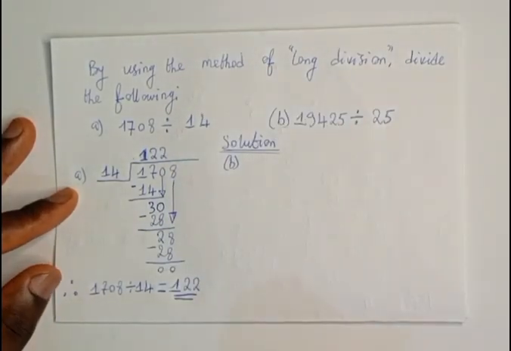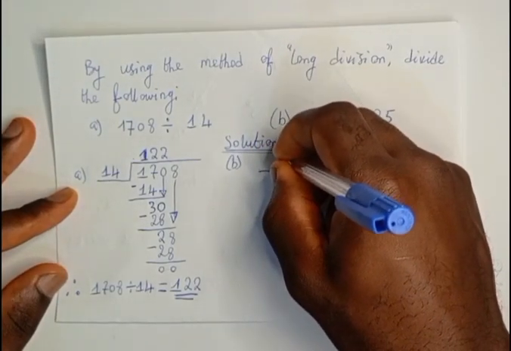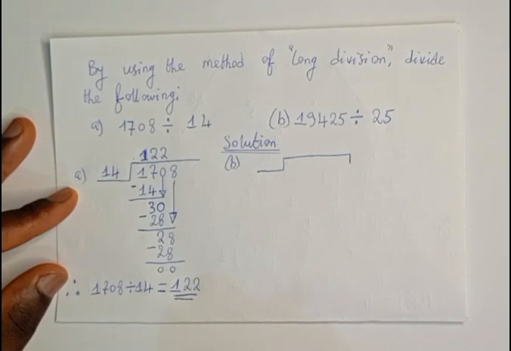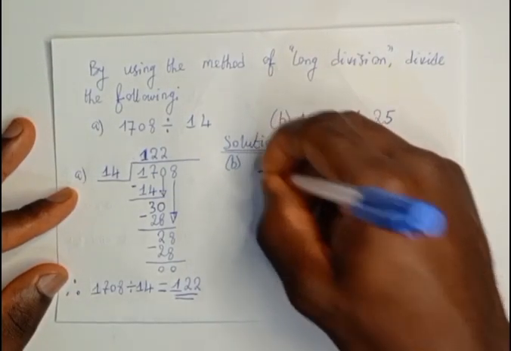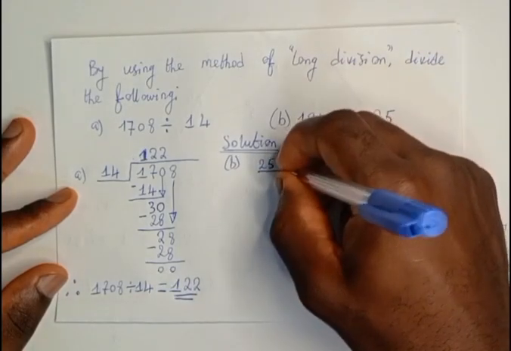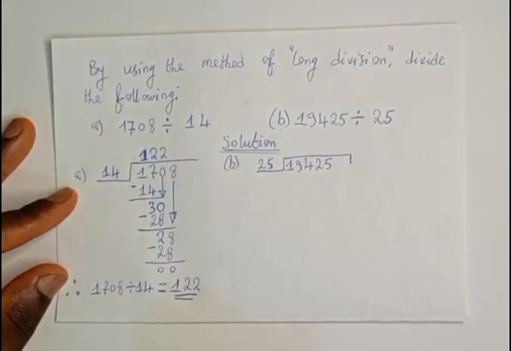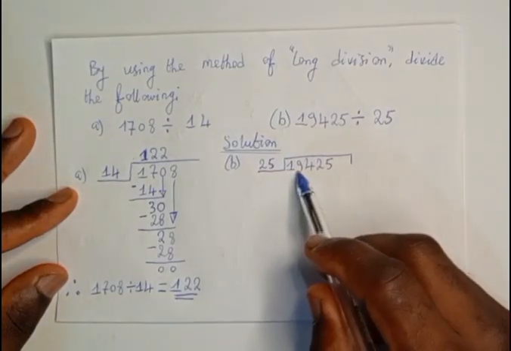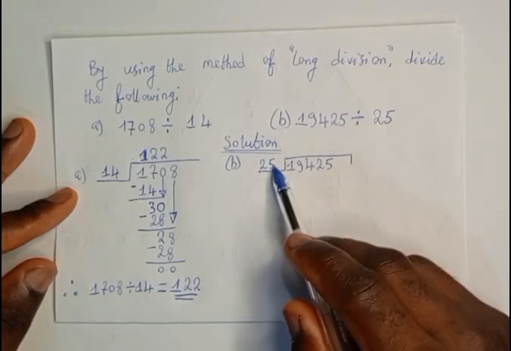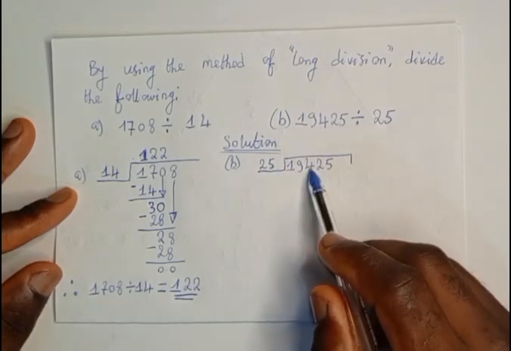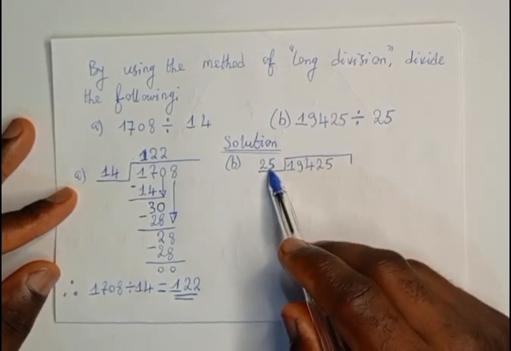For question B, we are going to repeat the same procedure. Draw the division sign. We send out the divisor, which is 25, and we send in the dividend, which is 19,425. If we take the first two digits, we are going to form the number 19, which is less than 25. We are going to attach the third digit, so we form the number 194, which is greater than 25.